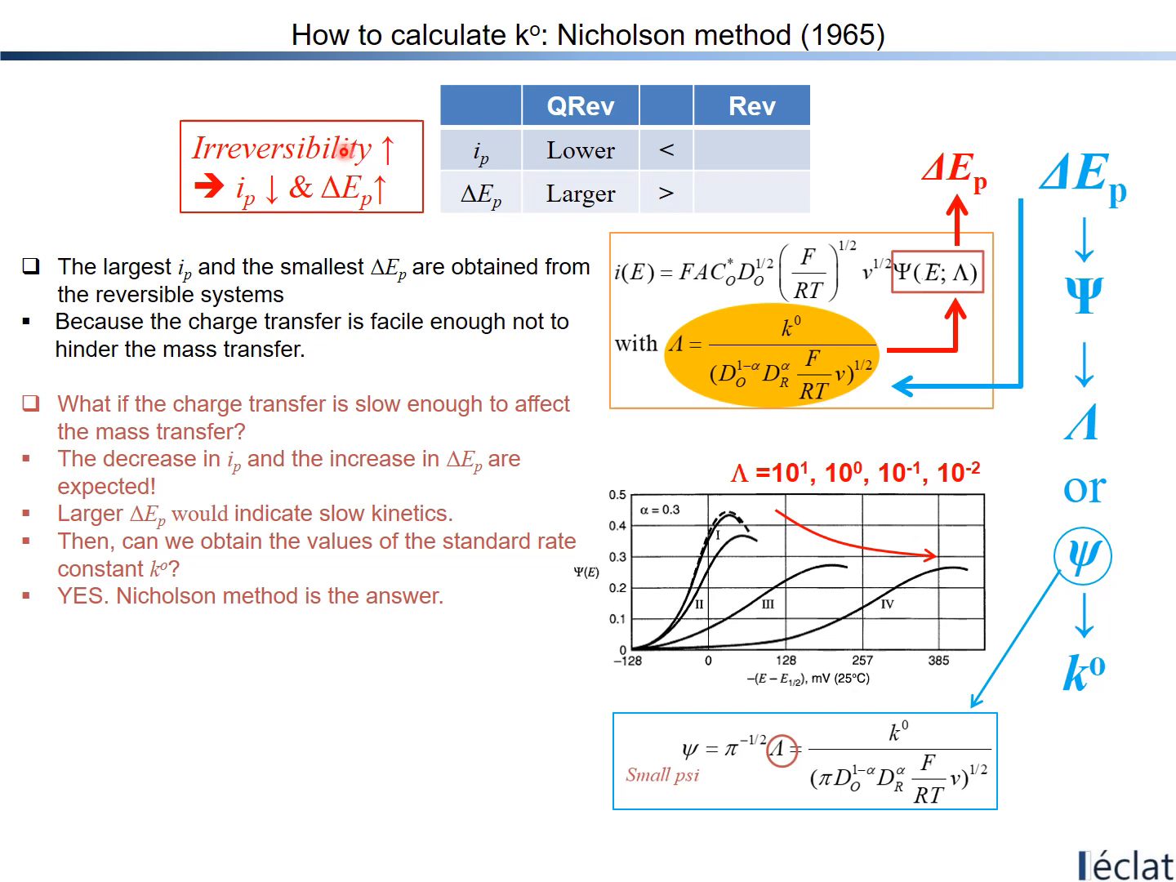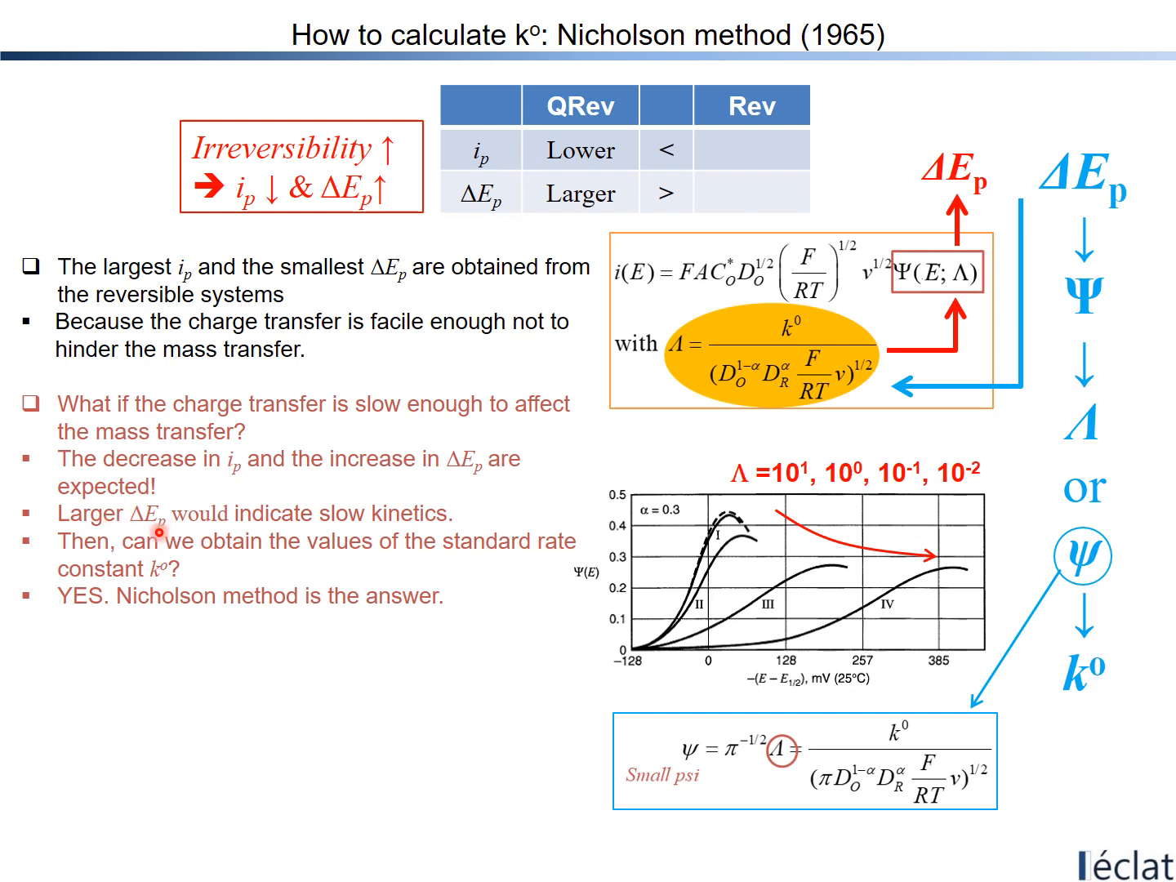So, let me check the text. The largest peak current and the smallest peak-to-peak gap are obtained from the reversible systems, because the charge transfer is facile enough not to hinder the mass transfer. The next question is, what if the charge transfer is slow enough to affect the mass transfer? Of course, a decrease in peak current and an increase in peak-to-peak gap are expected.